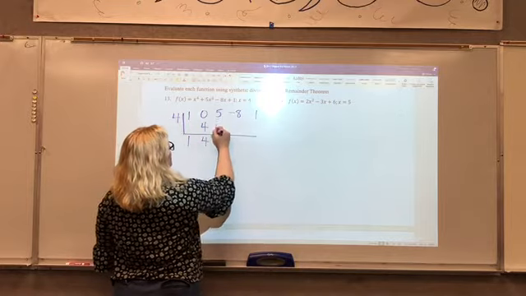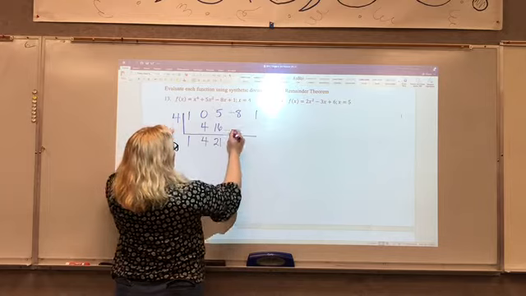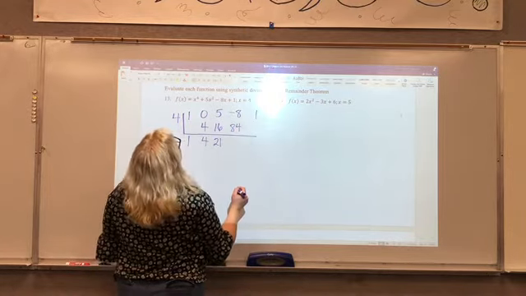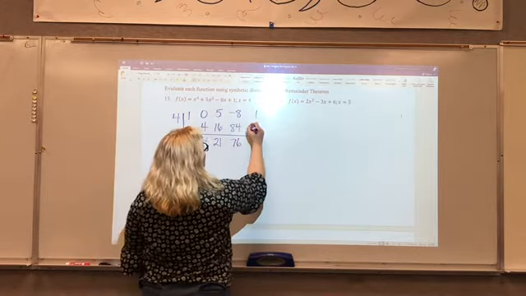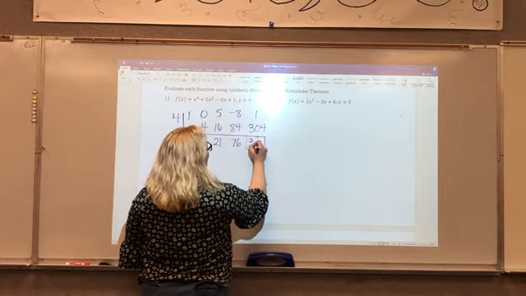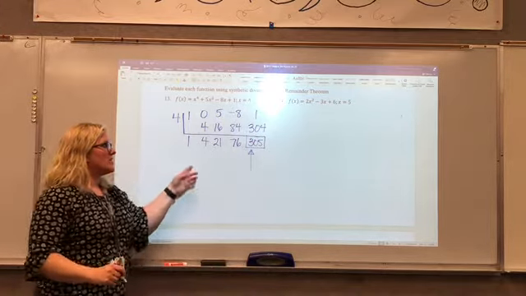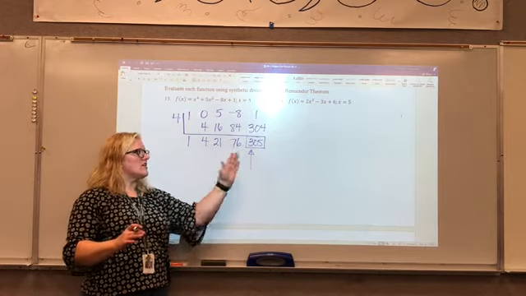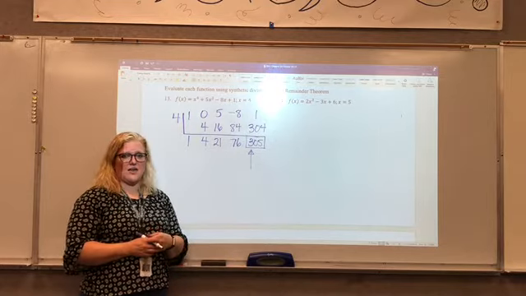4 times 4 is 16. Add those, get 21. 4 times 21 is 84. Add these together and get 76. 4 times 76 is 304. So then when I add those together, I get 305. And that is my answer. Okay? You're not dividing. You are strictly looking at the remainder. That's what the remainder theorem is. I'm just looking at that, and that is my answer.